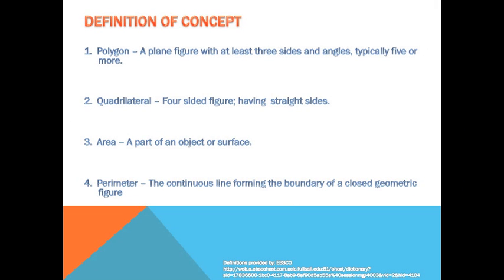Definition of concept. Now I chose to do 4 different definitions of each of the concepts. A polygon is a plane figure with at least 3 sides and angles, typically 5 or more. A quadrilateral is a 4-sided figure having straight sides. An area is a part of an object or surface, and perimeter is a continuous line forming the boundary of a closed geometric figure.